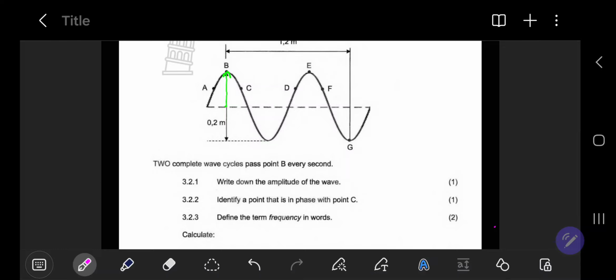3.2.2 says identify a point that is in phase with C. Let's just locate C. So remember, points that are in phase are points that are at the exact same position on each wave. So the point that will be in phase with point C has to be point F. Because notice, on each separate wave, they are at the exact same location.